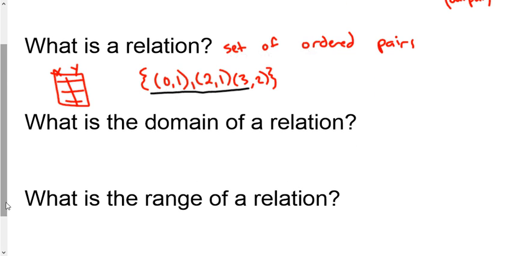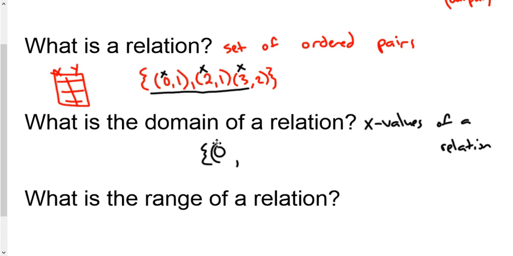And what is the domain? Well, the domain is just the x values of a relation. We know the relation is a set of ordered pairs, so x, x, and x. The domain of this ordered pair that I have up there is 0, 2, and 3. What's the range of this relation? It's just the y values. So in this case, it'd be 1, 1, and 2.